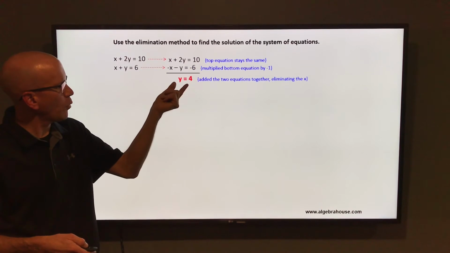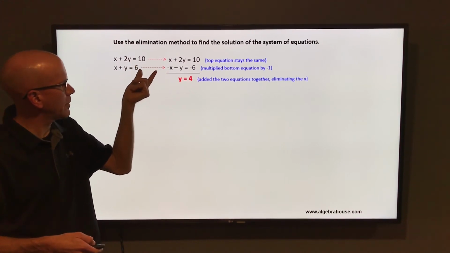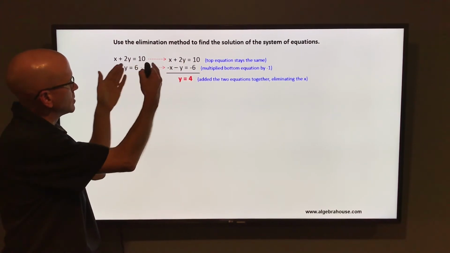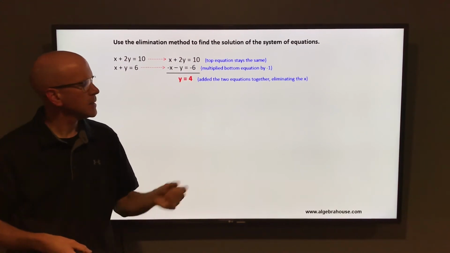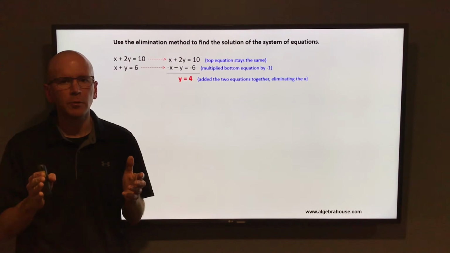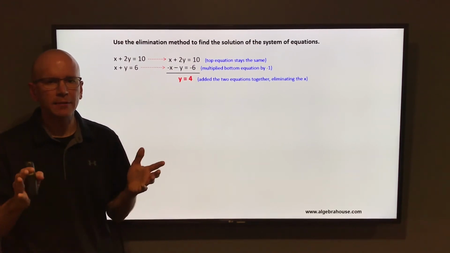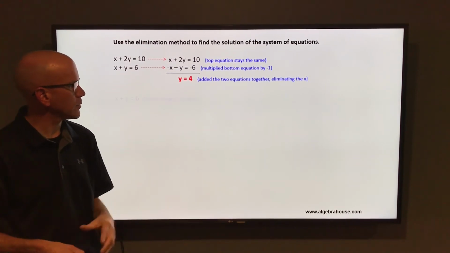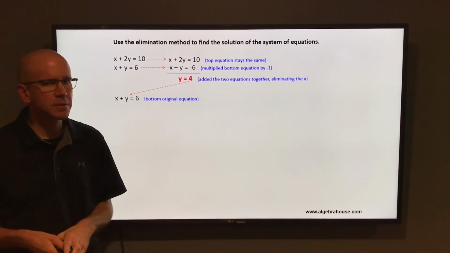So take that 4, substitute that in for y, anywhere up here where there's an x and a y. So any equation up here is open game to substitute 4 in for y. You want to pick an equation that's easy to work with. Small numbers, no negative signs. I think that x plus y equals 6 looks pretty easy to substitute into and work with.